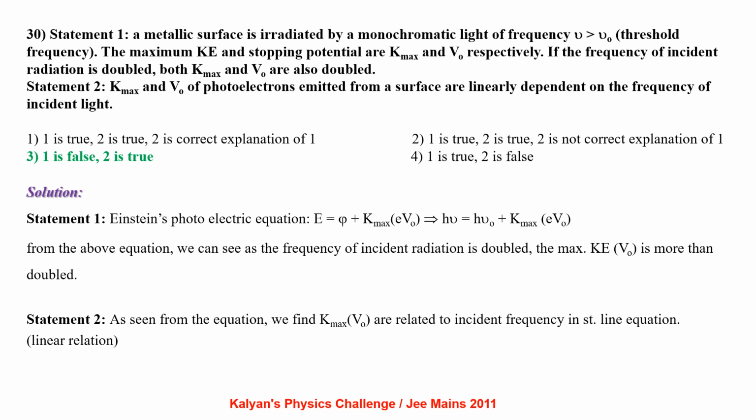From the above equation, we can see as the frequency of incident radiation is doubled, the maximum kinetic energy and hence the stopping potential will be more than doubled. Coming to statement 2, as seen from the equation, we find Kmax, that is V naught, are related to incident frequency in straight line equation, that is also known as linear relation. So the correct option is 3.